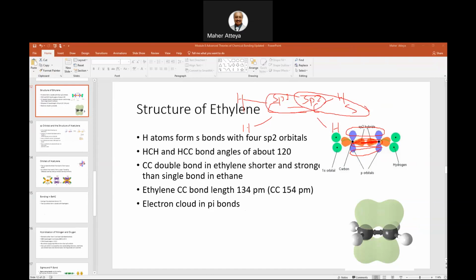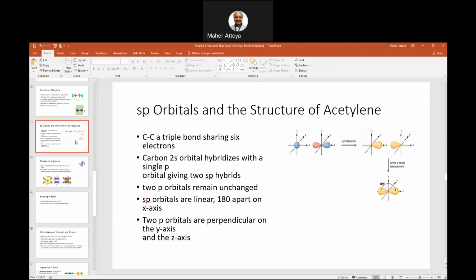So look at this again. Now we are looking at sp orbital. sp orbital is linear, correct? Anytime I have sp, I have what? The shape is linear and the angle is 180 degrees. So what happens in sp?